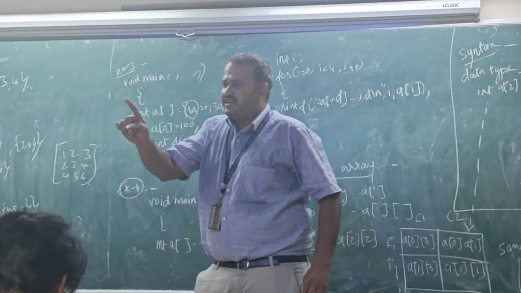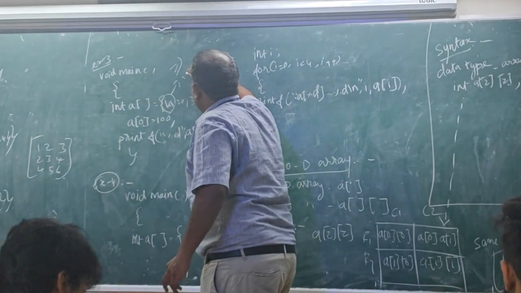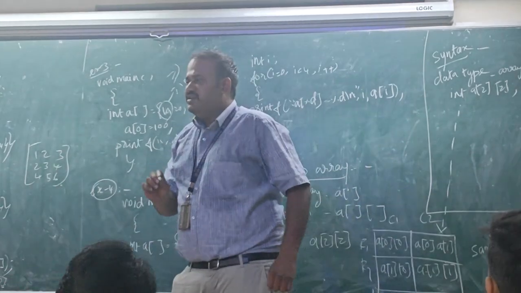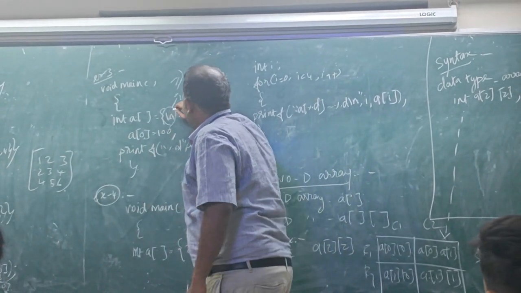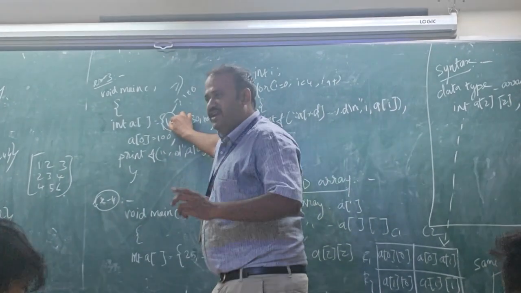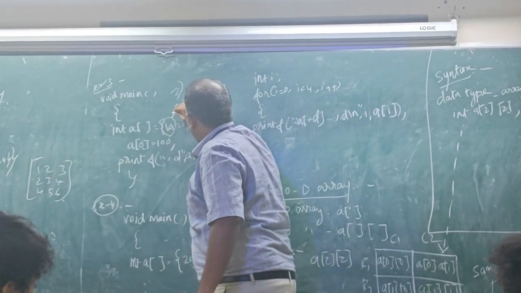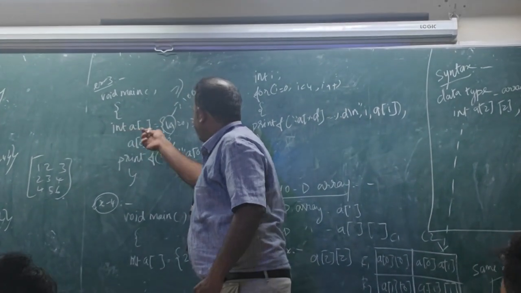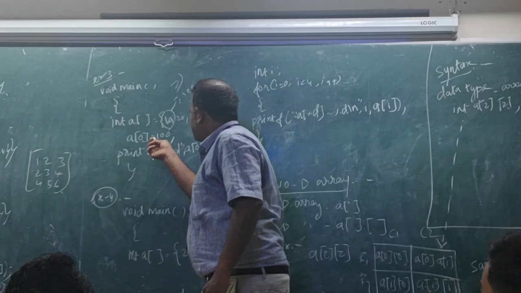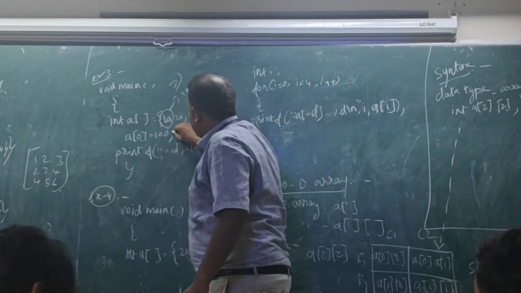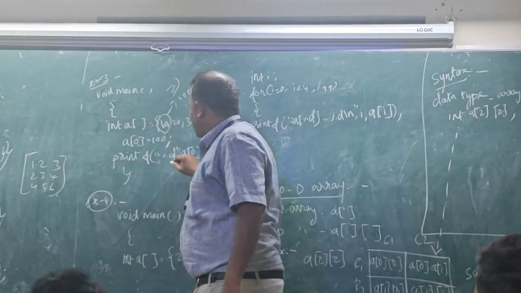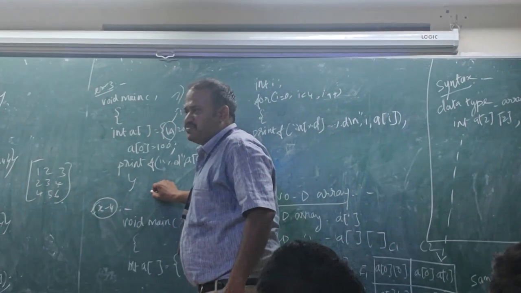Index. Okay, the 10 to 100. If I want to change the value, which index is it? A of 0, correct? So A is 0, and if I want to change 10 to 100, it means int A, this is the value, A of 0 which is equal to 100; semicolon. This means your output is what?